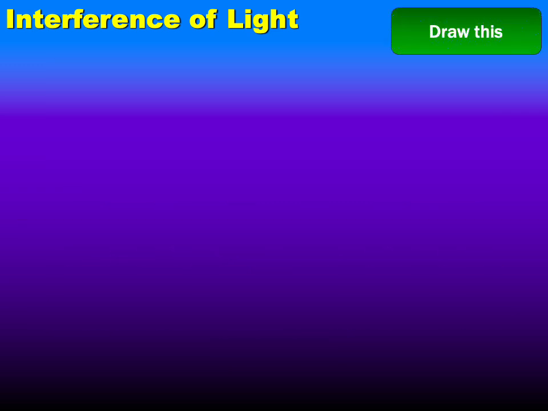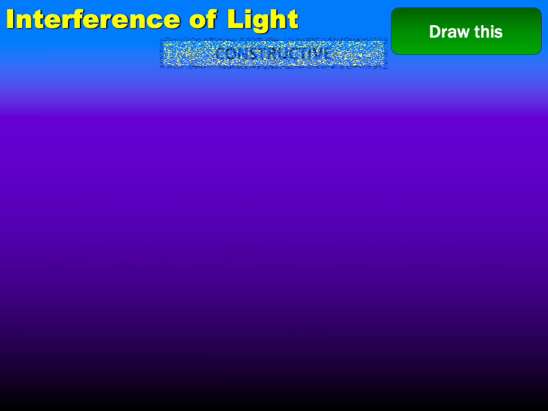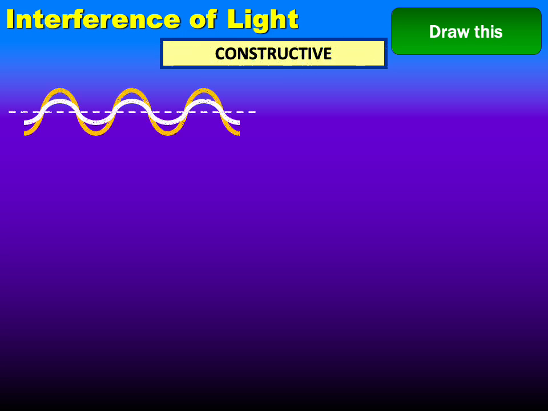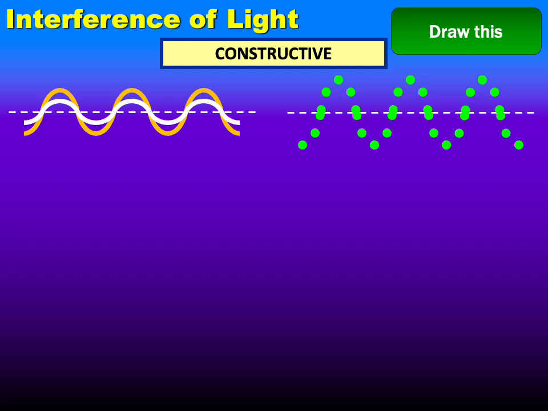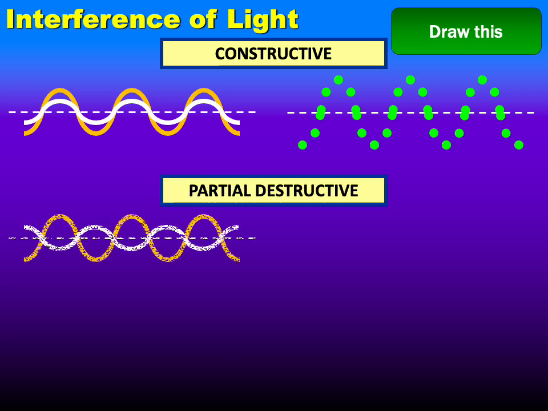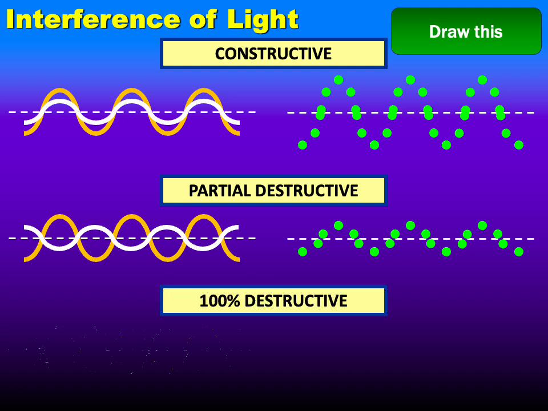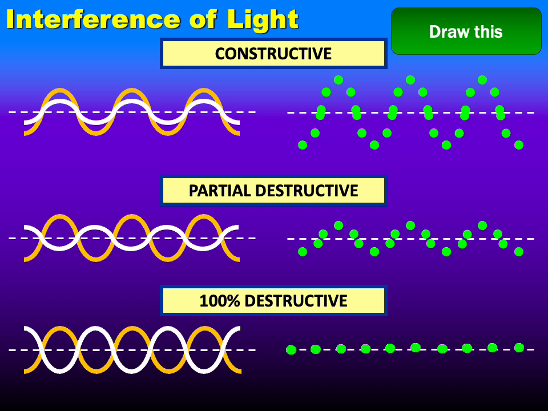So here are the sketches that would show this. Constructive, that's what that looks like. Maybe you choose to draw that diagram on the right, but really the one on the left is what's important. Partial destructive, again, the right side diagram with the green dots shows the result of it. What's really important is to show the two waves on the left. And then 100% destructive would be, as you saw, the two waves matching crest to trough with equal amplitudes. And if you need more time to sketch it, just hit pause.